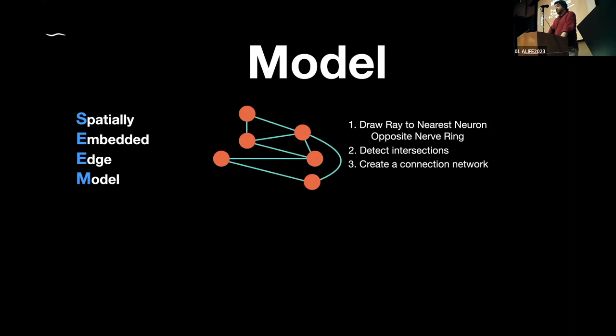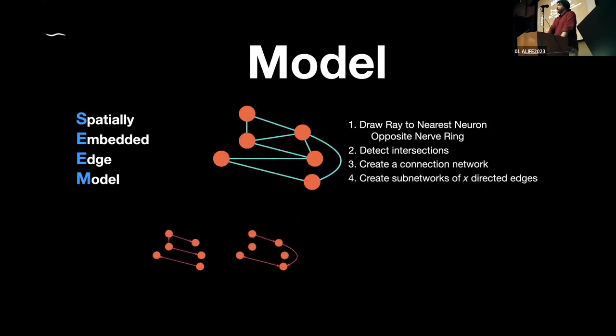And then finally from here, now that we have all the potential connections, we can create sub-networks from that, given an X number of directed edges. The number of directed edges is determined based off of what we would expect to see in an actual C. elegans.